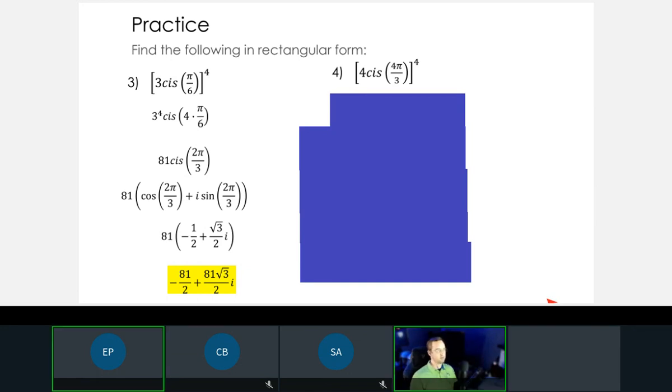Are we supposed to have a decimal in the second one in number 4? I did not get a decimal. I did get a radical for the I term, but no, it should be an integer. Okay, yeah, because I'm getting a decimal for one of the parts, and I don't know why.